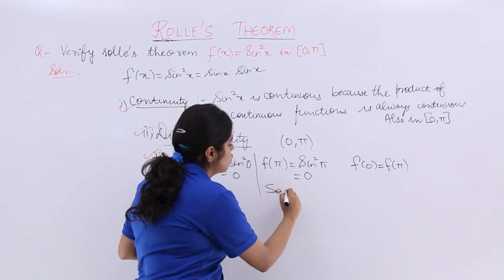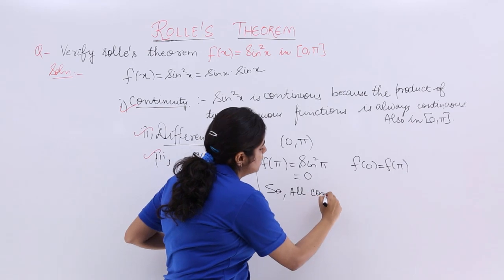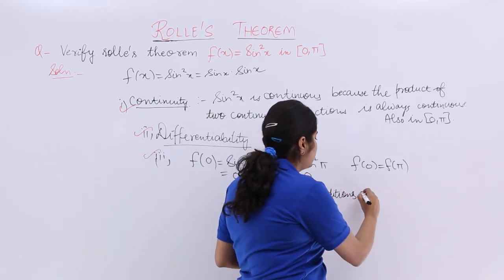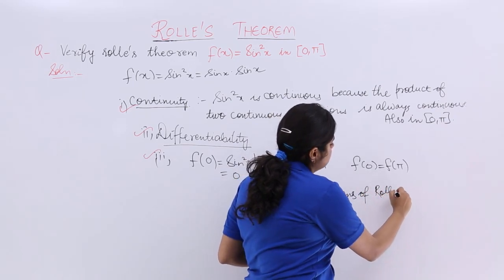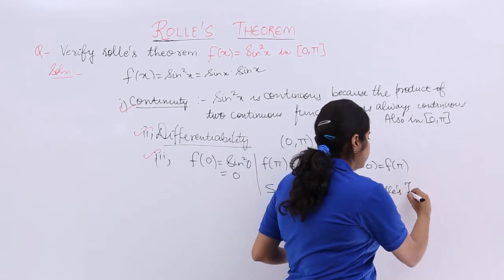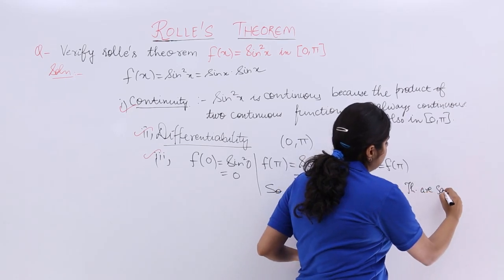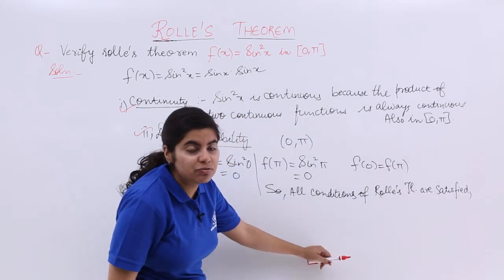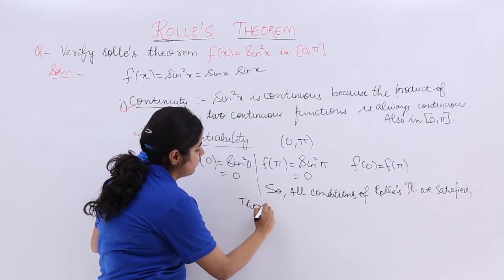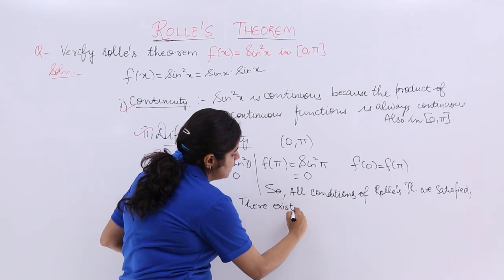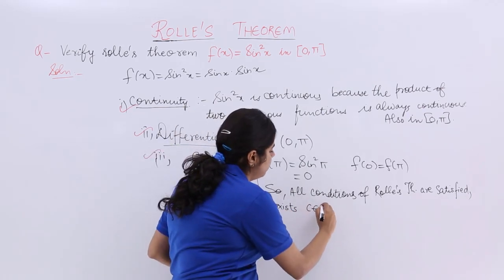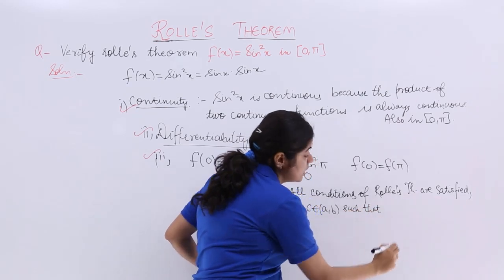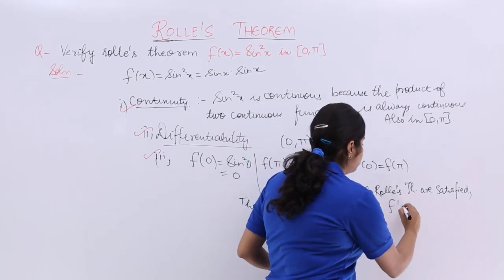So you have to write like this. So all conditions of Rolle's theorem are satisfied. So if all conditions of Rolle's theorem are satisfied, there exists c belongs to (a, b) such that f dash c equal to 0. You have to write all this.